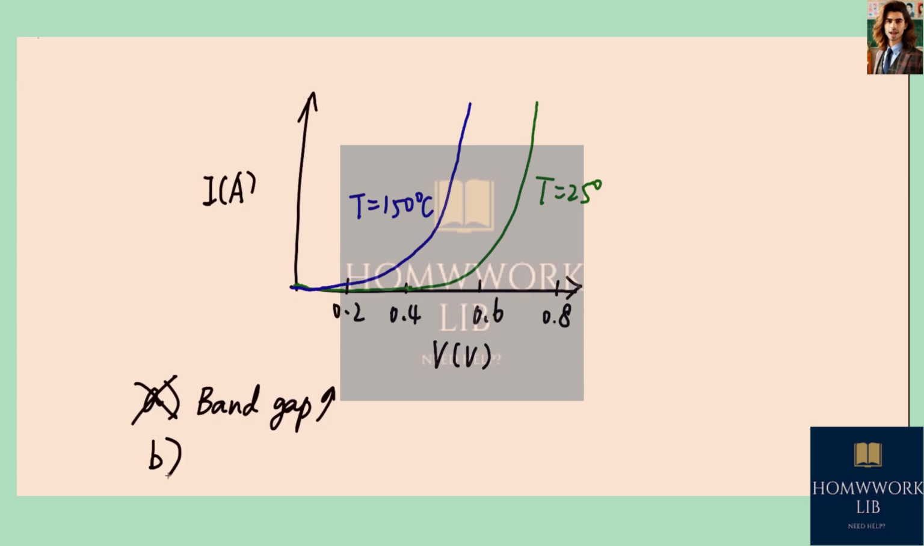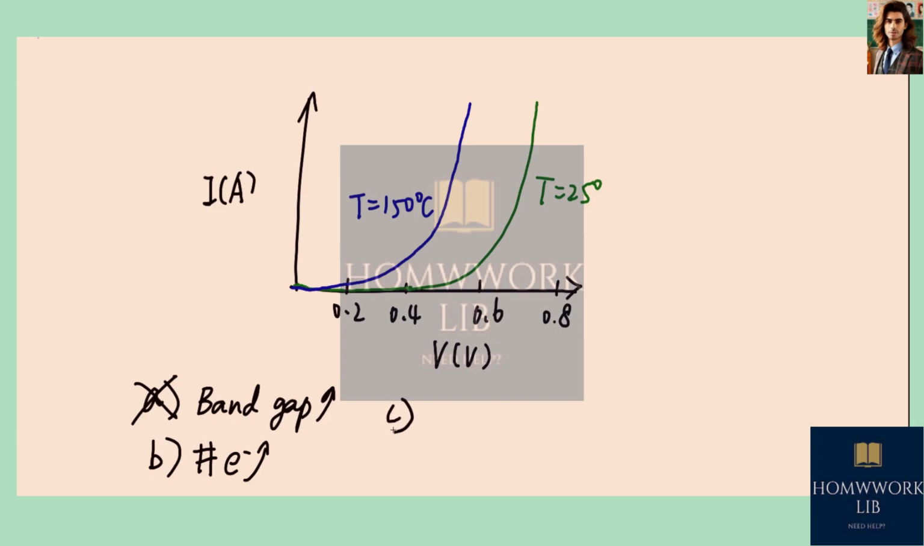And then B says more electrons can move in the conducting band. So the number of electrons goes up. This is actually quite reasonable, because when temperature goes up, there is more thermal motion, and you can imagine the electrons will have more freedom. They are not frozen there, so more electrons will be able to move. So part B is correct.